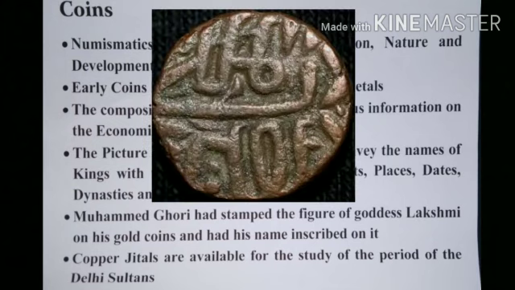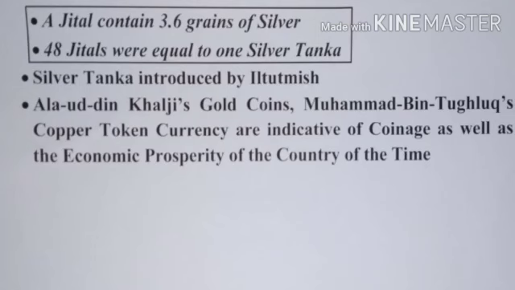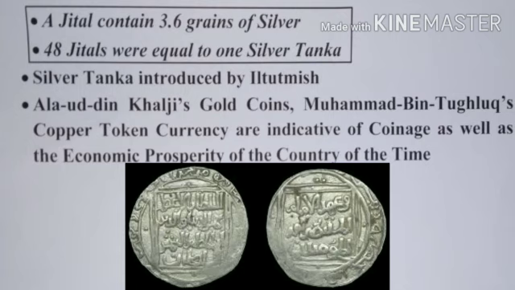Copper jitals are available for the study of the period of the Delhi Sultans. A jital contained 3.6 grains of silver. 48 jitals were equal to 1 silver tanka. A silver tanka was introduced by Iltutmish.